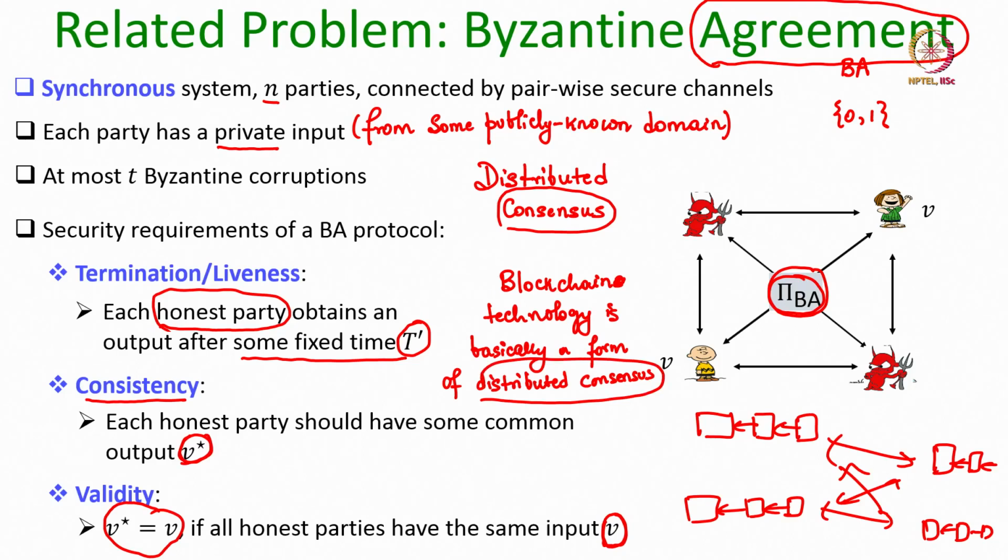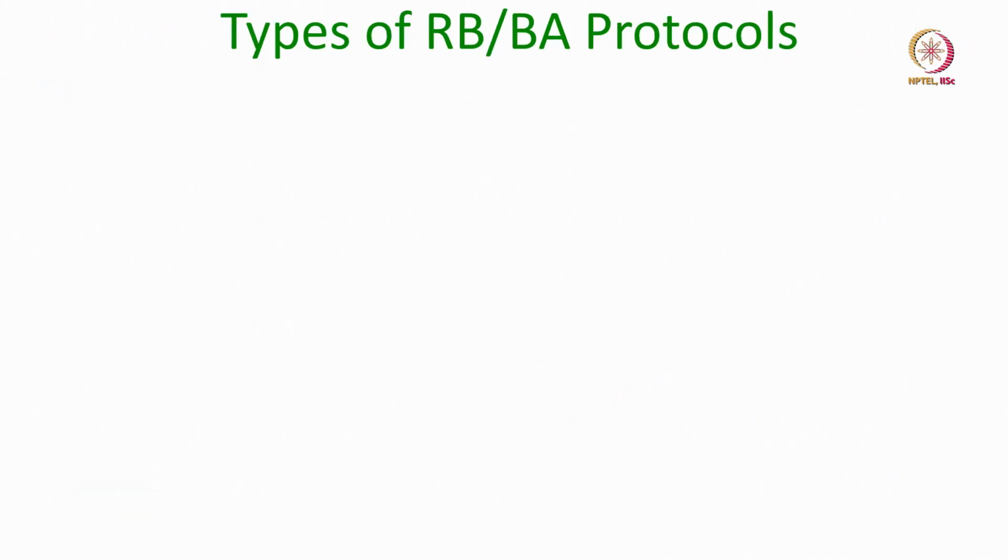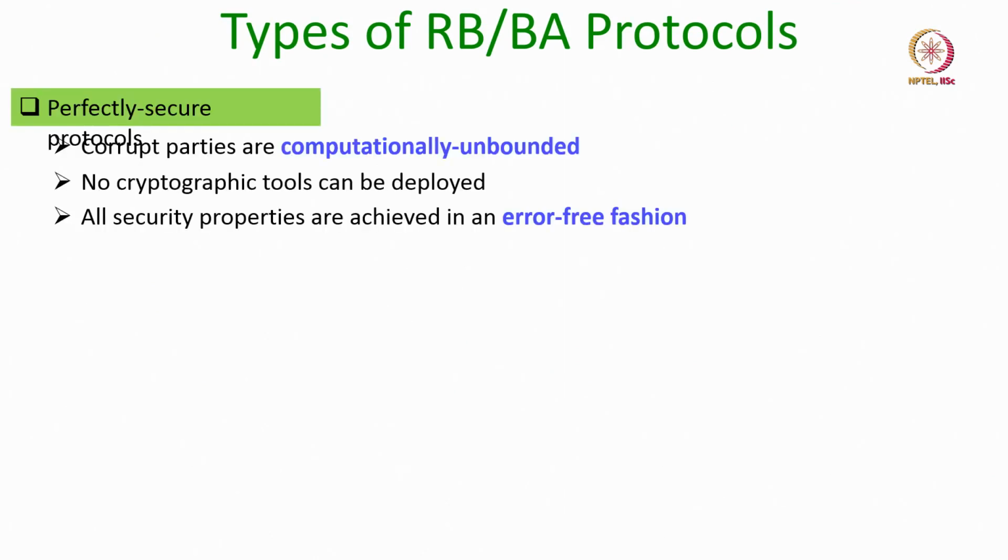That is why Byzantine agreement is a very fundamental problem in distributed computing, where we would require n components to come to a common state, come to a common conclusion by running a protocol among themselves. There are various types of RB and BA protocols. The first category of protocols are called the perfectly secure protocols.